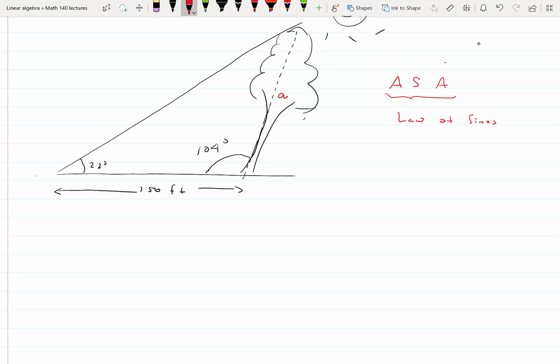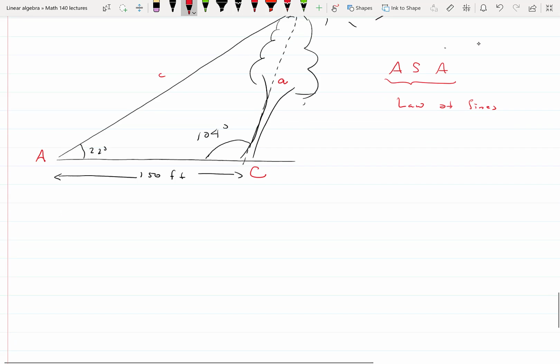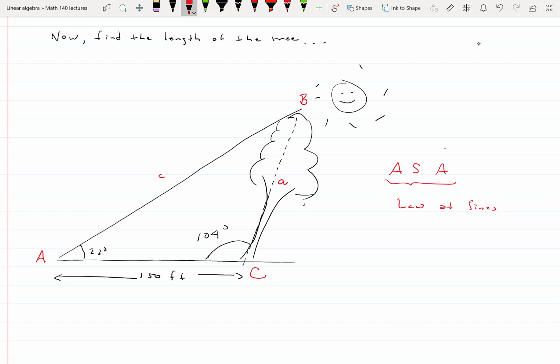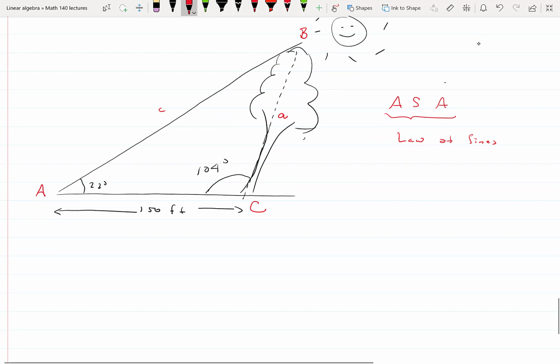And if I do that, then 22 is capital A. And I can go ahead and call 104 C or B. And the side we're not interested in is small c. And we'll call the angle then B. The missing angle is at the top of the tree. And we can go forward.